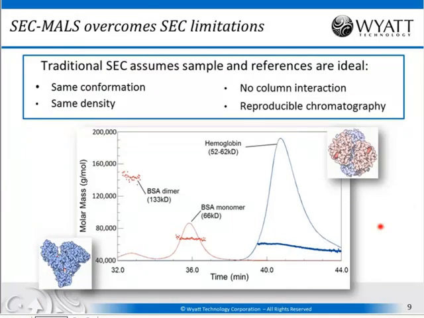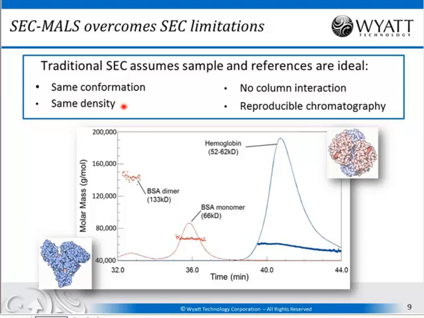So why would you want to go to all the additional complexity of adding multi-angle light scattering to your SEC setup? Well, when you do analysis by SEC, you're making some assumptions about your sample and your references. You're assuming that the sample and the references have the same conformation. So, for instance, if your reference molecules are all globular proteins, and your sample is a globular protein, then probably the references represent well the elution time corresponding to the molecular weight. But if your samples are slightly different, then that's not a good representation.